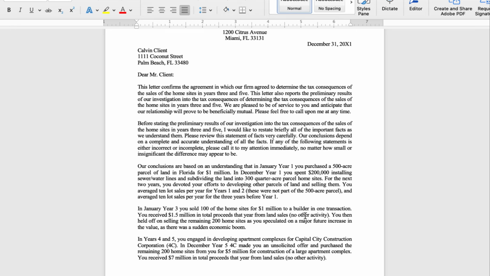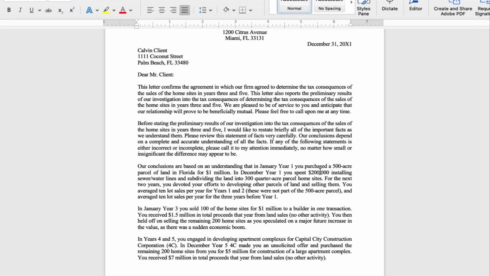These were not part of the 500-acre parcel, and you averaged 10 lot sales per year for the 3 years before year 1. In January year 3, you sold 100 of the home sites for $1 million to a builder in one transaction. You received $1.5 million in total proceeds that year from land sales, no other activity. You then held off on selling the remaining 200 home sites as you speculated on a major future increase in value as there was a sudden economic boom.